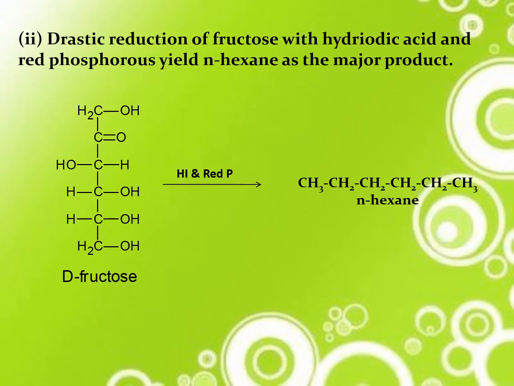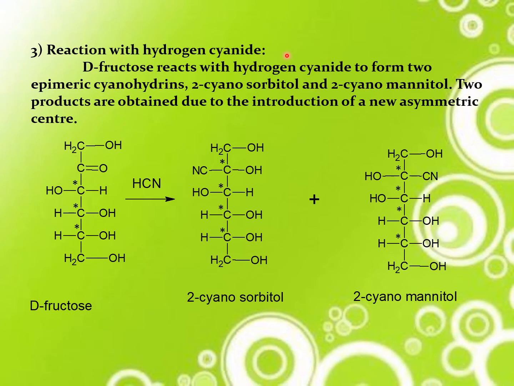Here, there is a drastic reduction of fructose with hydrochloric acid and red phosphorus. We will get n-hexane as the major product. This is the structure of D-fructose. On reduction with red phosphorus and hydrochloric acid we will get n-hexane. All the 6 carbon atoms are present in a straight chain. And next one is, we'll see the reaction with hydrogen cyanide.